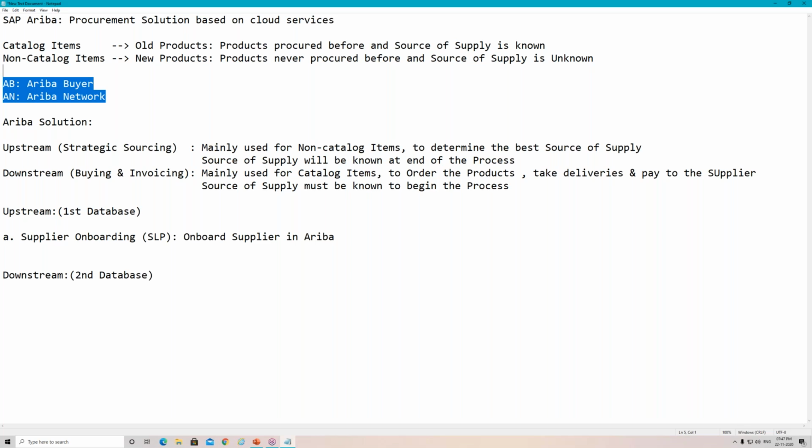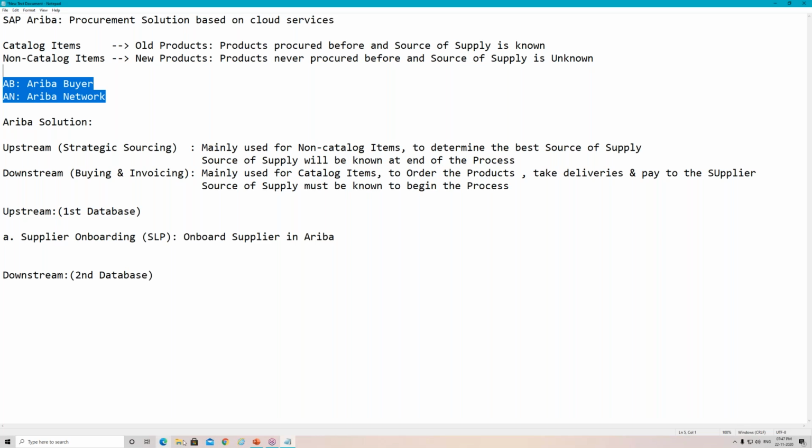Okay, exactly. So Ariba Buyer is basically the URL which will be logged into by the buyer over there. Ariba Network is the specific URL application which will be logged into by the supplier. Here, the supplier cannot log into Ariba Buyer. Exactly. Please keep this in mind. So that kind of security risk won't be there. Okay.